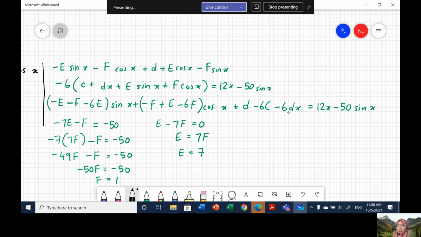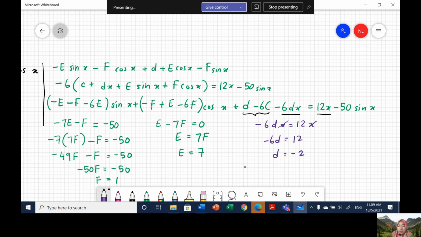Let's compare this one. The one containing x, we compare with the one containing x. This one we will compare with 0 because we have 0 on the right hand side. So I can write down here negative 6d x equal to 12x. So x and x equivalent, so negative 6d is equal to 12. So d is negative 2.